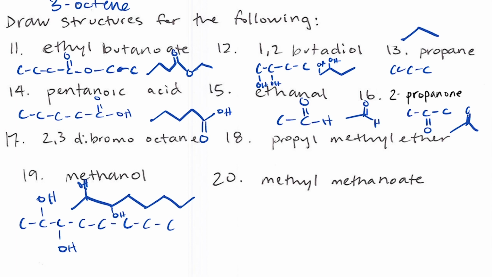Number 18, propyl methyl ether. So the ethers are read left to right. Propyl is 3 carbons, then the O, and then a methyl group on the other side. Or 1, 2, 3, then the O, then one more methyl group.